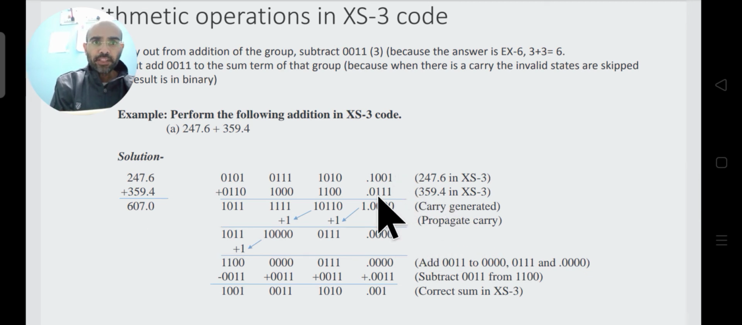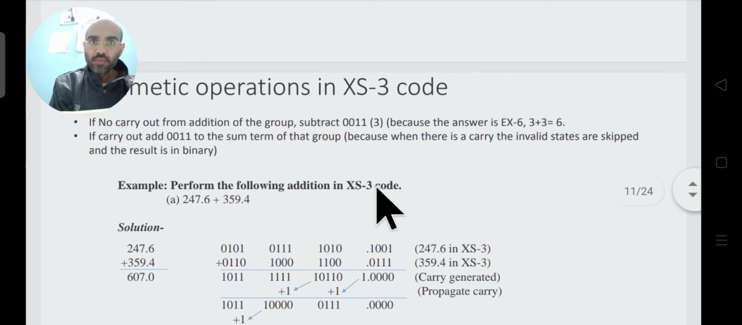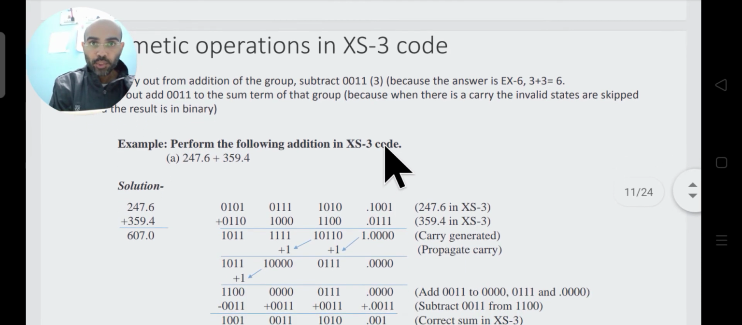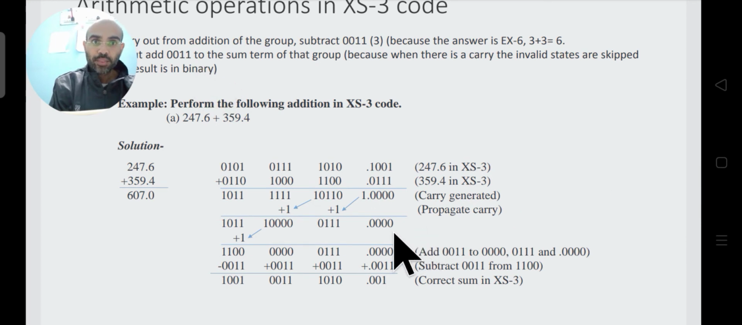So now we have to perform the addition. If I perform this addition, 1 plus 1 is 0, again same. Now a carry is generated. If a carry is generated, then you see there are two options. If there is no carry, we subtract 3. If a carry out is generated from the group, then we have to add 3 to it. So as the carry is generated in the next group, we will write this as it is, and now 3 is added to it, because a carry is generated from this group.